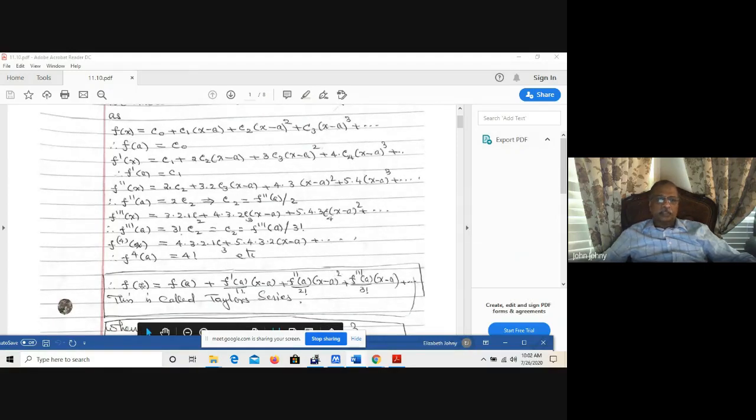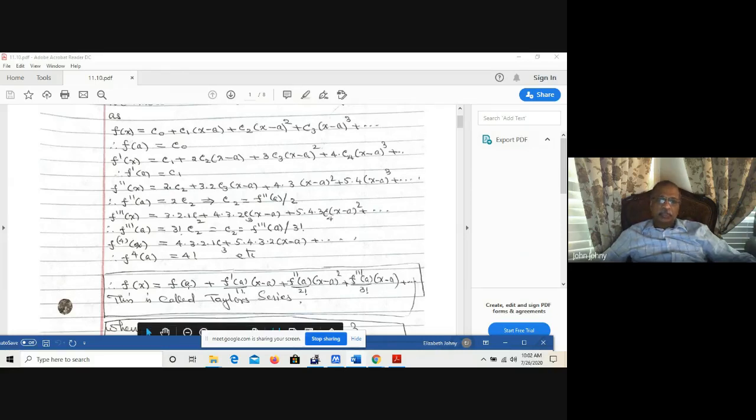Therefore, f(x) is equal to f(a) plus f′(a) over 1 factorial. That is c1, where c1 is f′(a). c2 is f″(a) over 2 factorial. c3 is f‴(a) over 3 factorial, plus etc. And so this is called the Taylor's expansion.